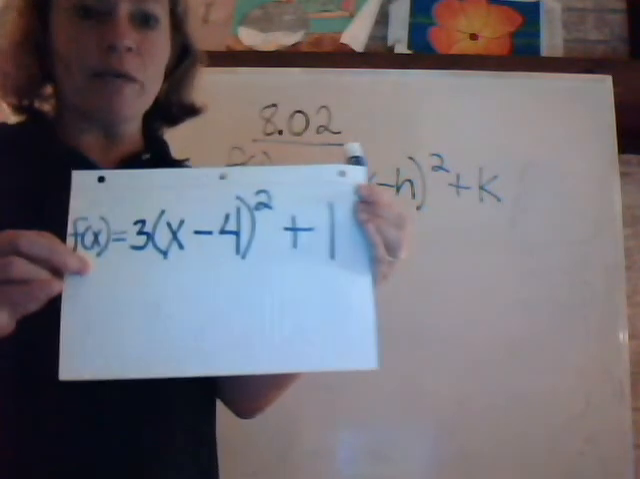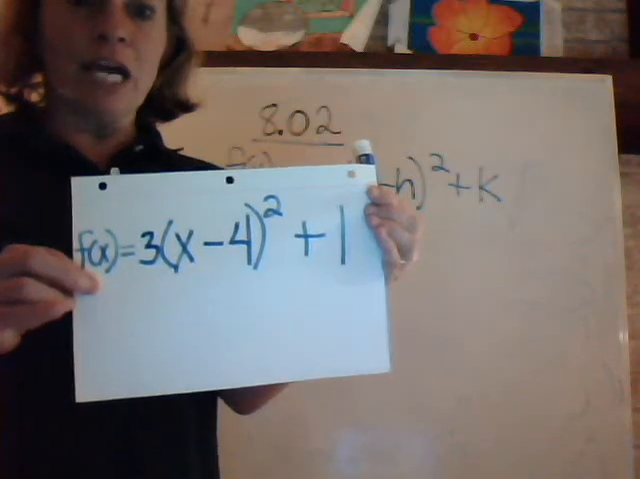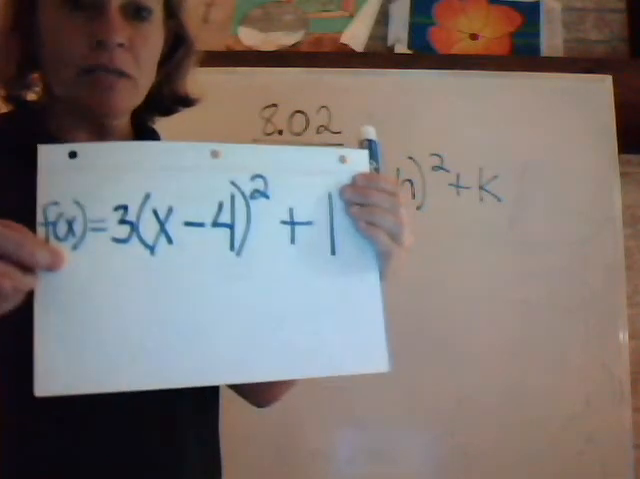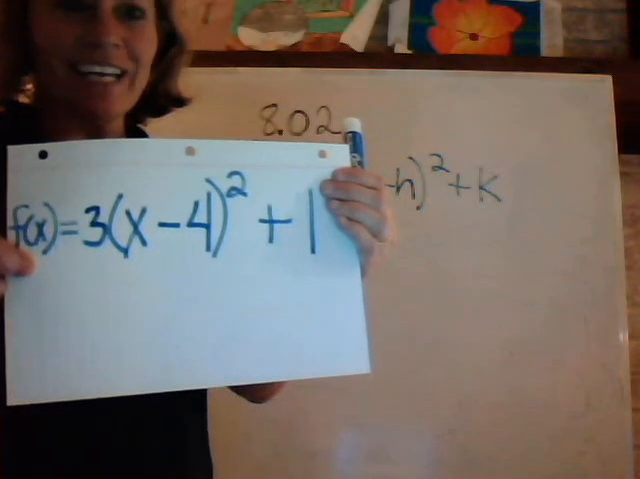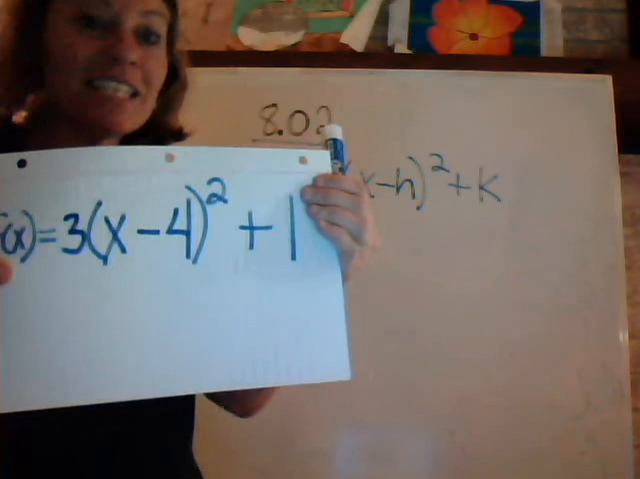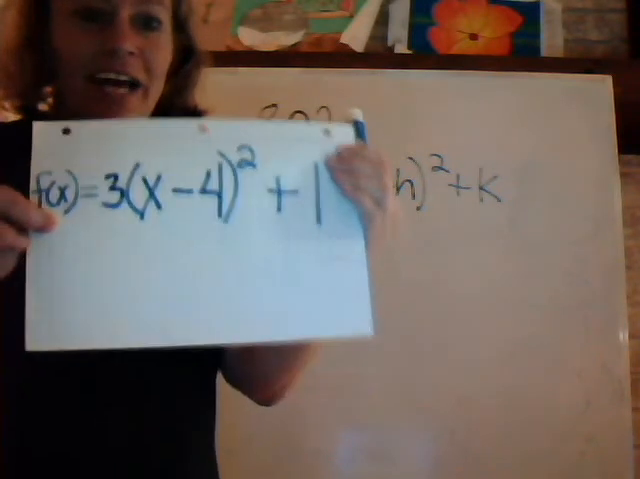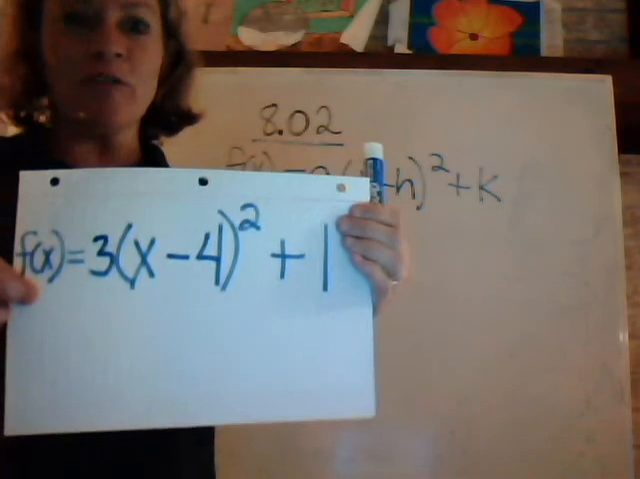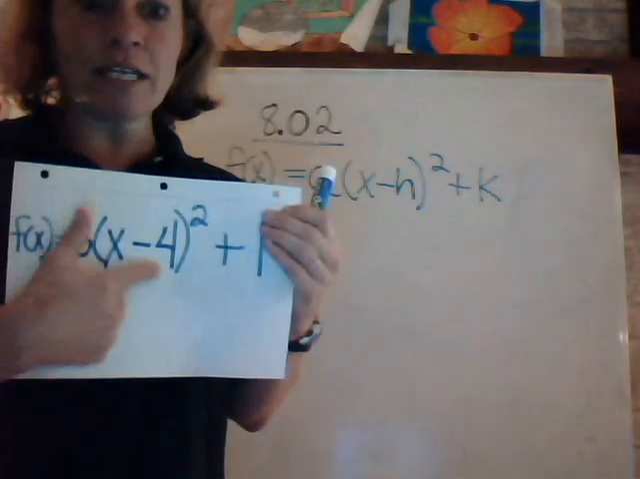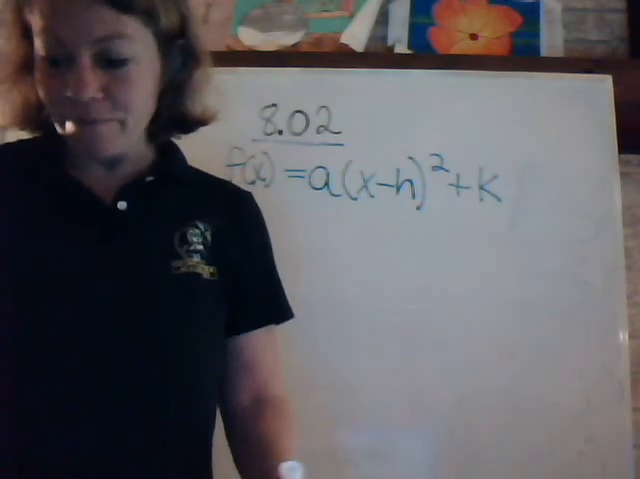Okay, the first one we're going to look at is the function 3(x minus 4) squared plus 1. Okay, what is a, what is h, and what is k? On this one, stop, pause, or you can just keep rolling. a is 3, h is positive 4, and k is 1. Very good. Okay, now our axis of symmetry, we'll go through x equals 4. That's right. Whatever the x-coordinate is, that's your axis of symmetry.